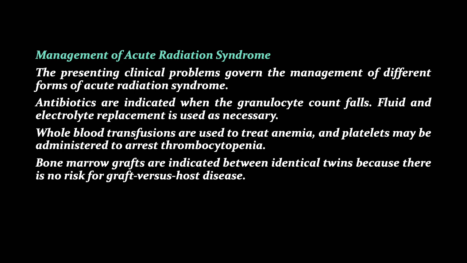So how do you manage this? Initially, you may know that the patient is going to be irradiated, or it may be unknown, as in a disaster such as Hiroshima and Nagasaki, where the patient does not know how much radiation is going to be received. So the initial symptoms can be managed, that is, if the patient is having prodromal symptoms, a latent period, and then the hematopoietic phase sets in. The infection can be controlled initially. As the granulocyte count falls, fluid and electrolytes can be replaced, and whole blood transfusions given to treat the anemia and the platelets, and to arrest the thrombocytopenia.